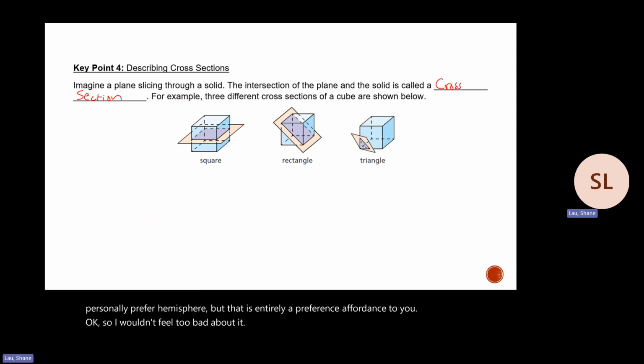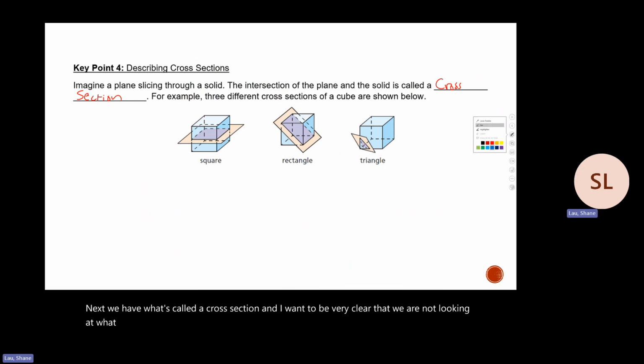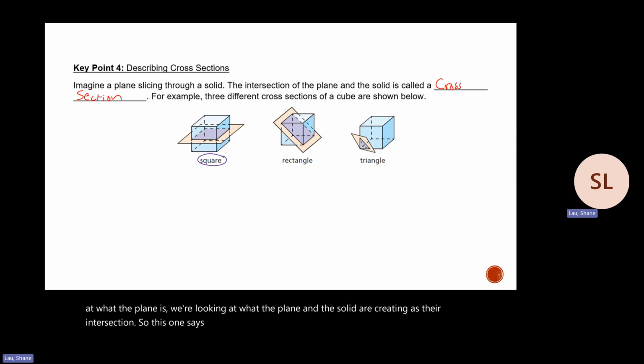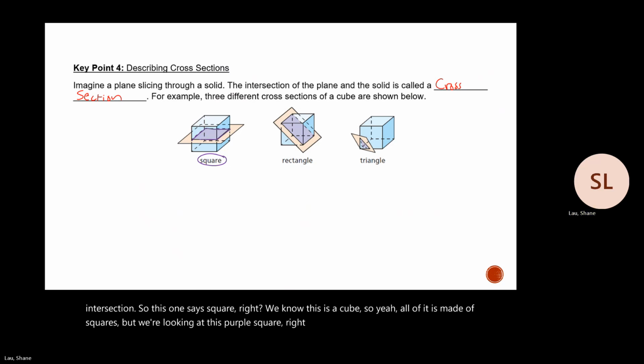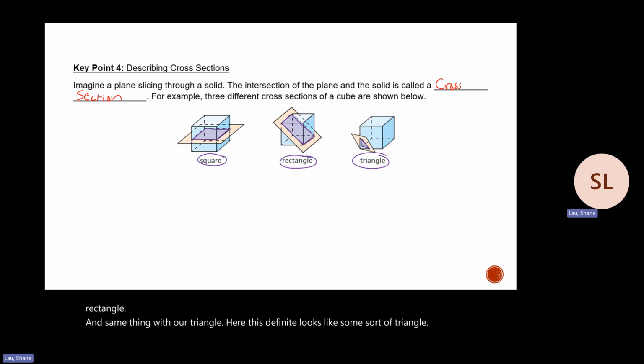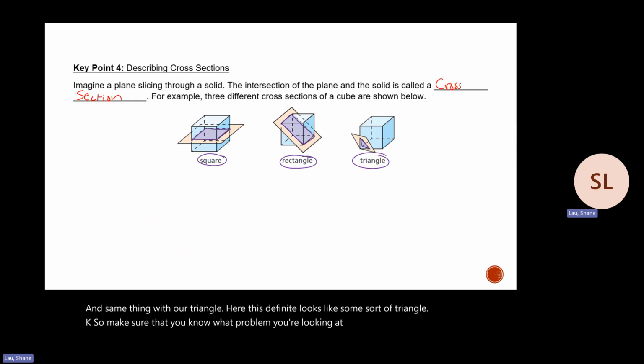Next, we have what's called a cross section. And I want to be very clear that we are not looking at what the plane is. We're looking at what the plane and the solid are creating as their intersection. So this one says square, right? We know this is a cube, so yeah, all of it is made of squares. But we're looking at this purple square right there. And that's what we're saying is the cross section. Similarly, we see a rectangle on this middle one, and in the purple here, it definitely looks like a rectangle. And same thing with our triangle here. This definitely looks like some sort of triangle. Okay, so make sure that you know what problem you're looking at and whatnot.